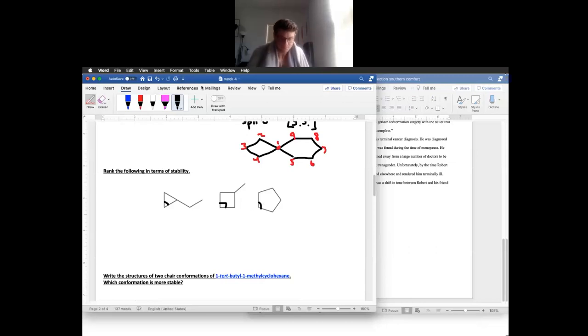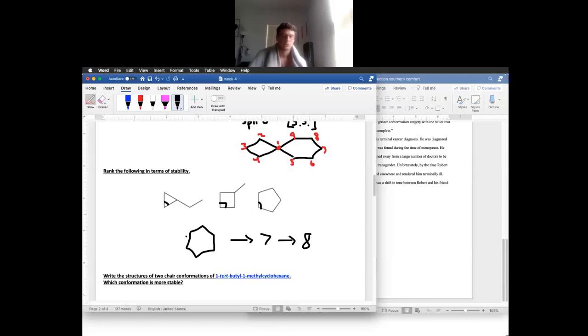Our ideal angle is 109.5, right? So I'm not going to rank these because you probably already did it. The closer you get to 109.5, the more stable it will be. That doesn't mean the more carbons you have, the better. Even with cyclohexane, if you start getting to 7 carbons, 8 carbons, and so on, you're becoming less and less stable again.